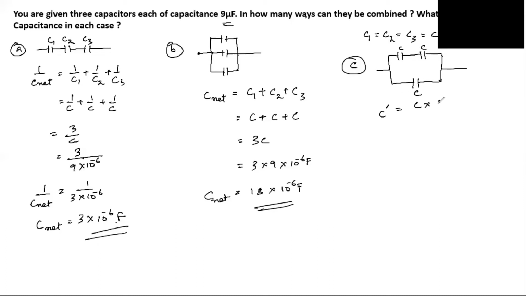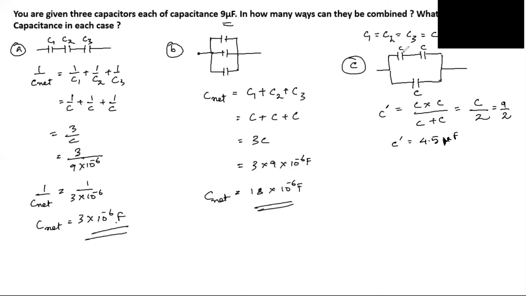So it is C into C by C plus C. This is how you find it. You do the same thing. 1 by C dash is equal to 1 by C plus 1 by C. So you get C by 2. Right. So C by 2 is around 9 by 2. Okay, so C dash is 4.5 microfarad. Alright, so this is the effective capacitance of these two capacitors which are connected in series.